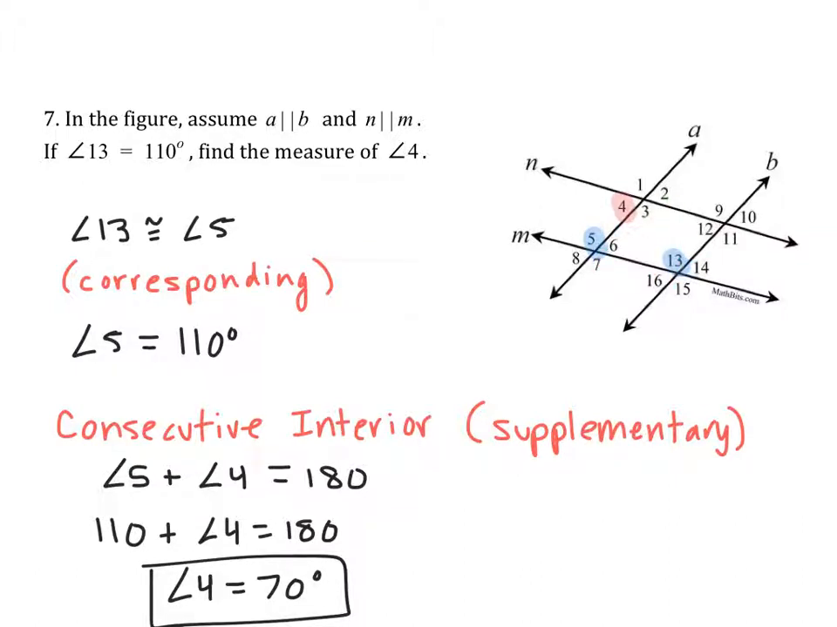You can say, okay, 13 and 7 are alternate interior, so they're congruent. 5 and 7 are vertical. 13 is also congruent to 11, which is congruent to 9, which is congruent to 1, and then we have a linear pair. So there's a lot of different ways that you can kind of work your way over.